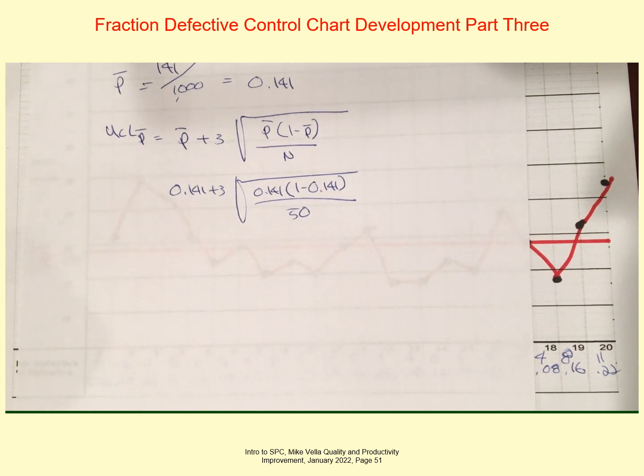Turn my calculator on. So the first thing to do is take 1 minus 0.141, and that's 0.859. Multiply that by 0.141. That's 0.12119. Divide that by 50. That's 0.00242238. We're going to take the square root of that.